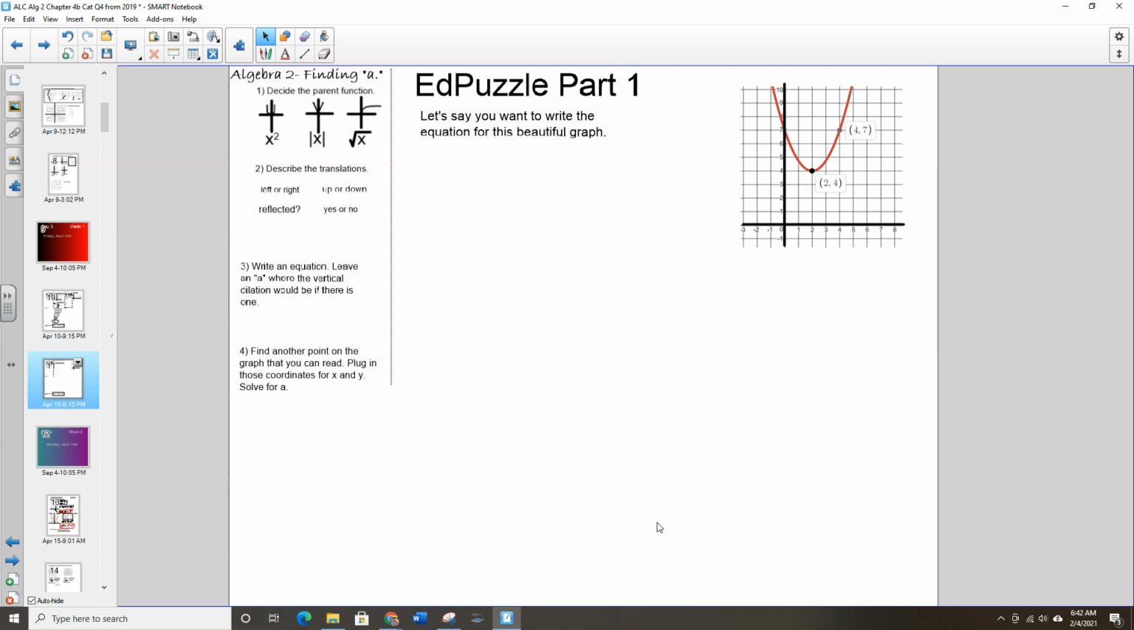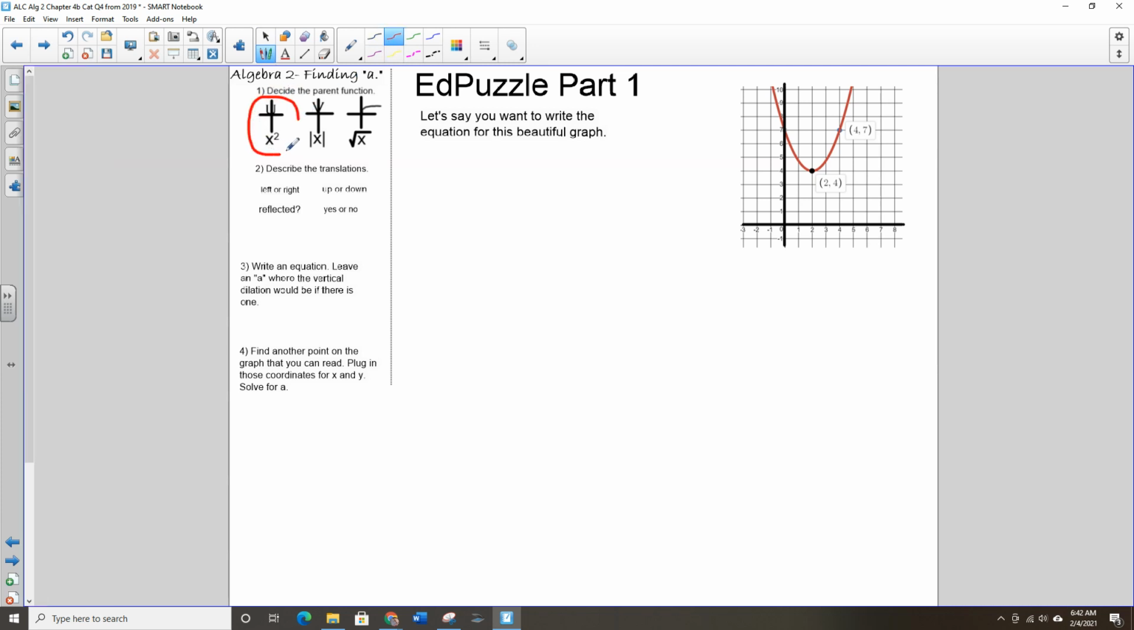So we have this graph here, and the first thing you have to do is decide which equation it is. Do you think it is an x squared, an absolute value, or a square root? The correct answer is that it is an x squared. So that's our first thing we have to figure out. The next thing we have to do is describe the translations. So keep your eye on the prize.